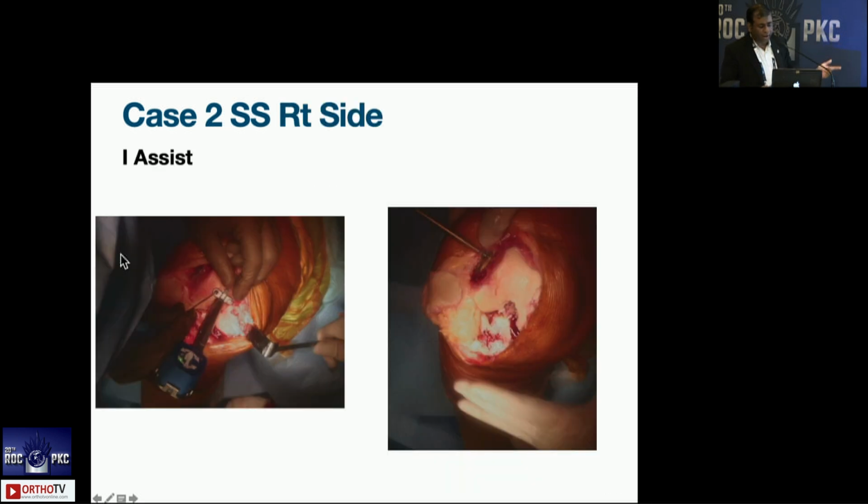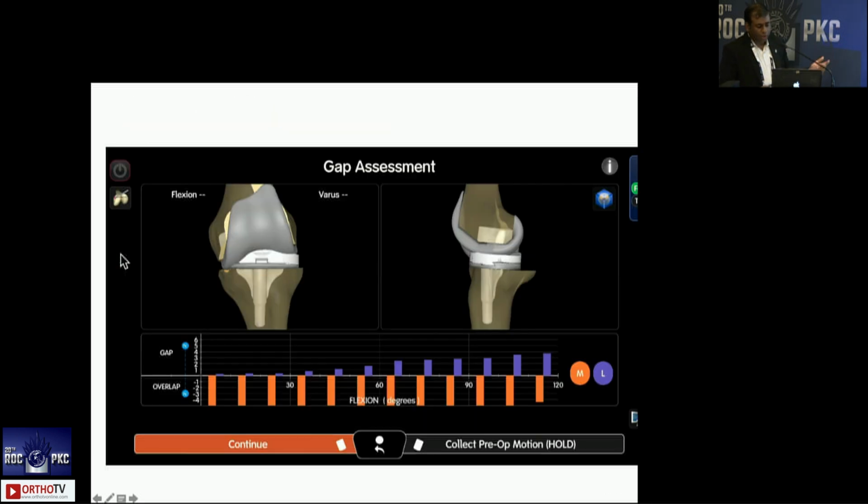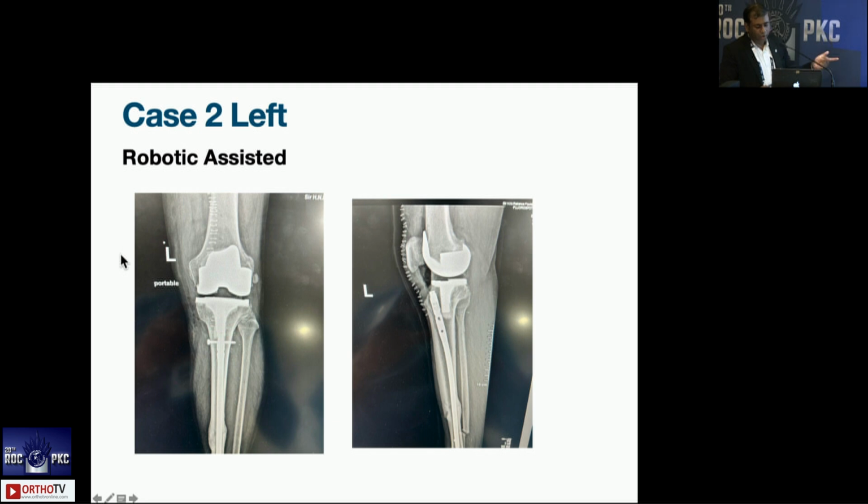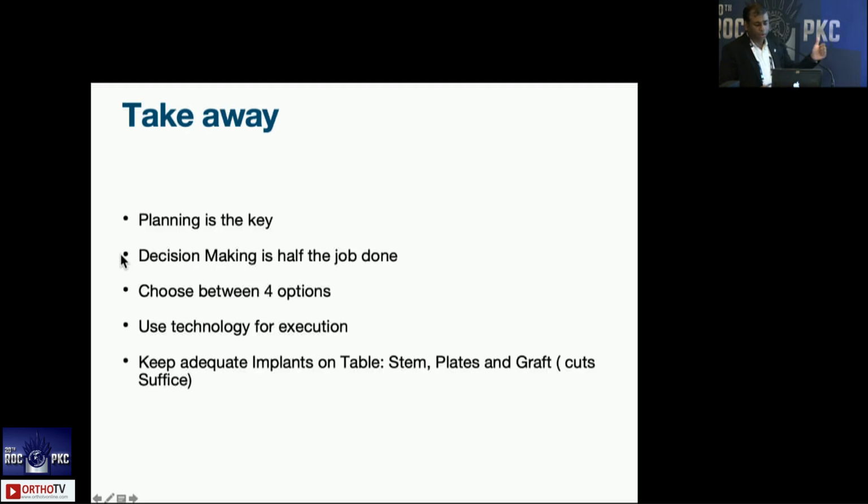This one we did one side with the eye assist. The patient was happy, came back for the second side. We did the second side robotic assisted. So the key is the planning is the key. Decision making is half the job done. Choose between 4 options and use technology for execution and keep implants, adequate implants, which could be stem, plates and graft.